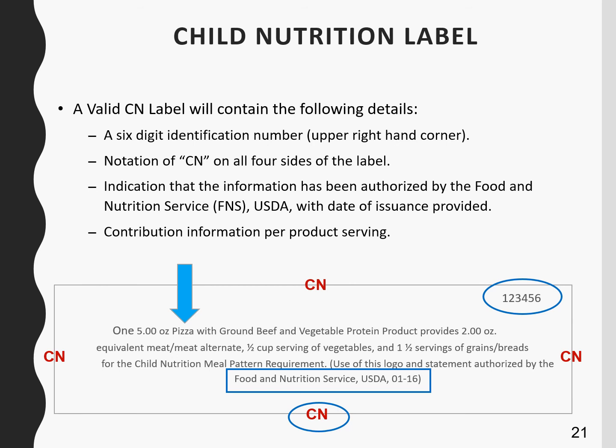A valid child nutrition label will contain the following details. It will contain a 6-digit identification number in the upper right-hand corner, notation of CN on all 4 sides of the label, indication that the information has been authorized by the Food and Nutrition Service, FNS, USDA, with the date of issuance provided, and the contribution information per product serving.